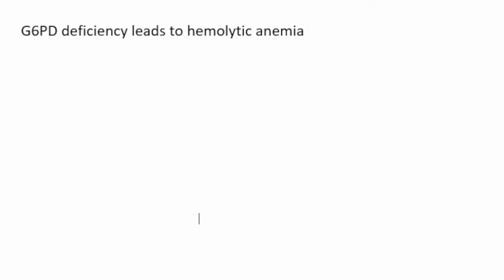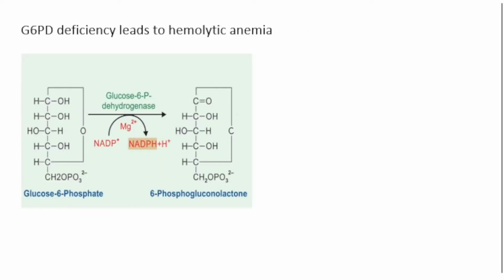Next important question is, G6PD glucose 6-phosphate dehydrogenase deficiency leads to hemolytic anemia. Now this is also related to HMP shunt pathway. The first step of this pathway, where glucose 6-phosphate is converted to 6-phosphogluconolactone by glucose 6-phosphate dehydrogenase enzyme and formation of NADPH. If glucose 6-phosphate dehydrogenase enzyme is deficient, then there is no formation of NADPH.